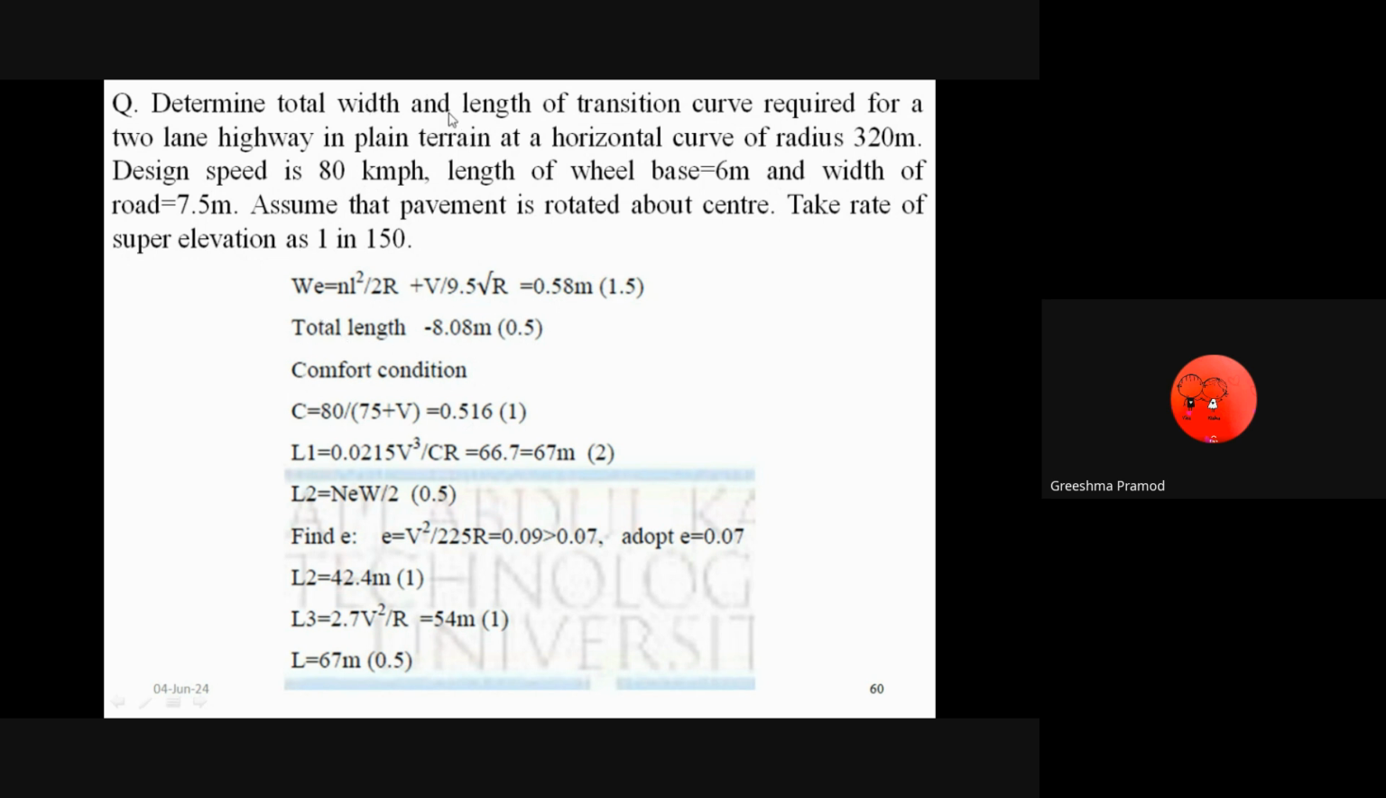Now next, the length of the transition curve. To find the length of the transition curve, what are the three conditions we need to fulfil? You need to consider the rate of change of centrifugal acceleration in the comfort condition. Consider that in the formula L is equal to 0.0215 V cube divided by CR.